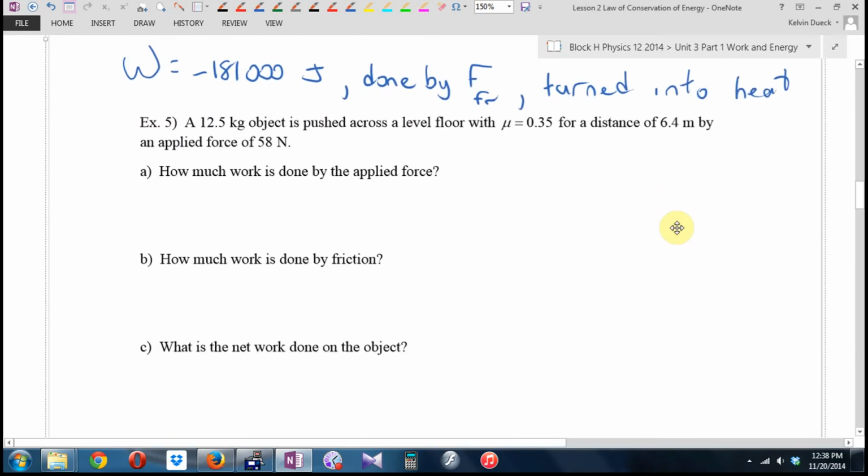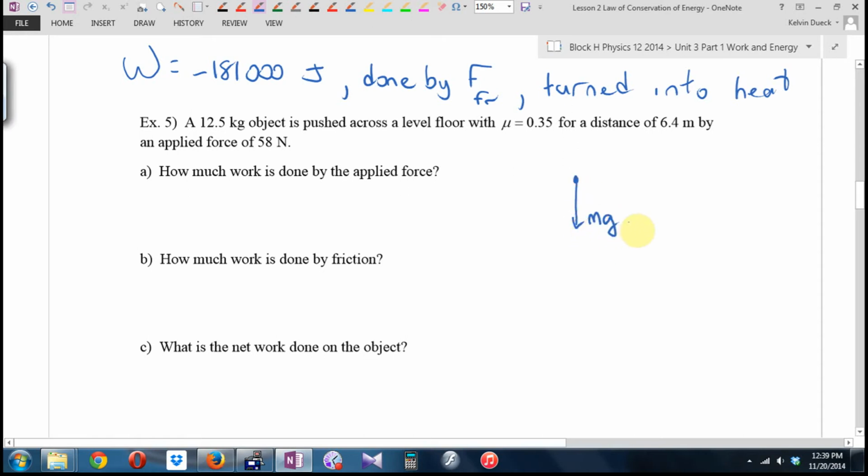Example 5. An object is pushed across a level floor with mu equals 0.35 for a distance of 6.4 meters by an applied force. I think I better draw. Although I'm not going to draw the whole thing. Instead, I am going to do a free body diagram. So there's the mass. What are the forces acting on this mass? Hey, this is good review. Get the obvious one. Okay, I have gravity down.